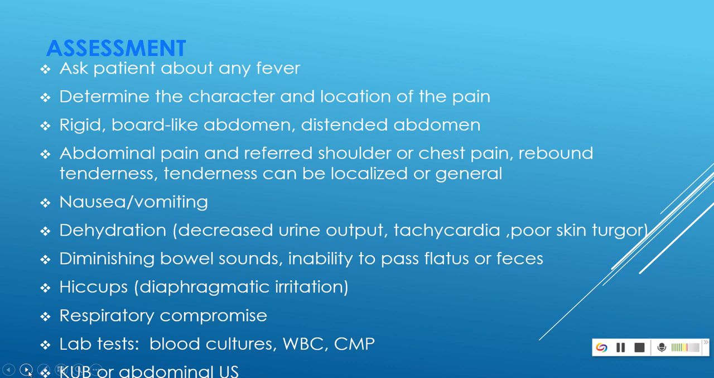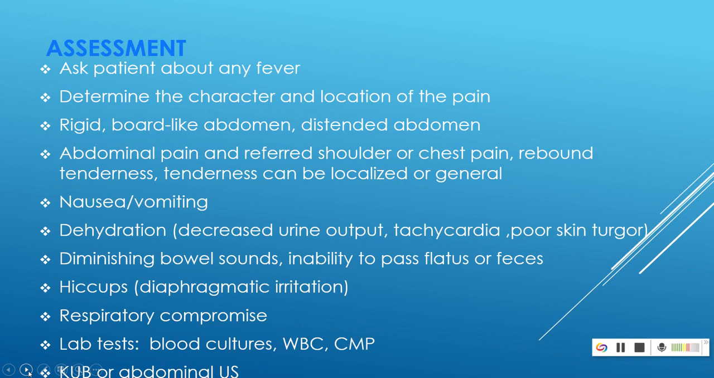CMP, chemistry panel. We've got to especially keep up with our electrolytes because we've had a fluid shift. When we have a fluid shift, what happens? Sodium and chloride go and water follows. So that all went to my peritoneal cavity. So what's left in my circulating blood? I've got the appearance of dehydration, and my potassium may be hemoconcentrated, so it could be elevated.